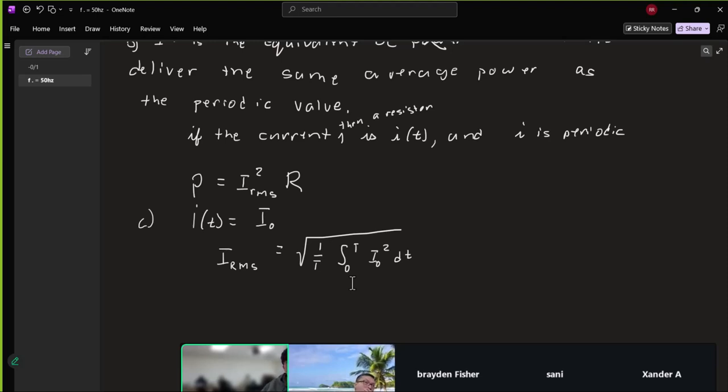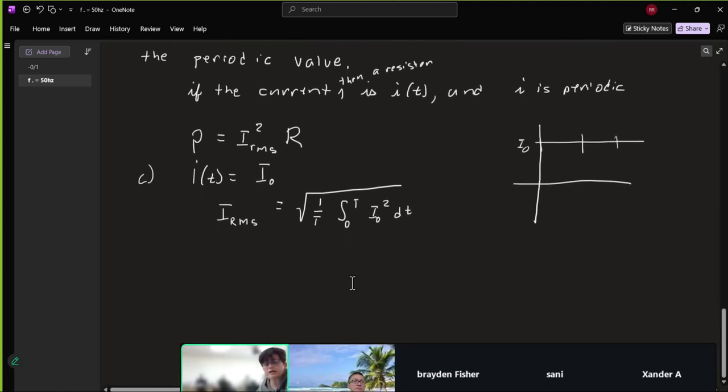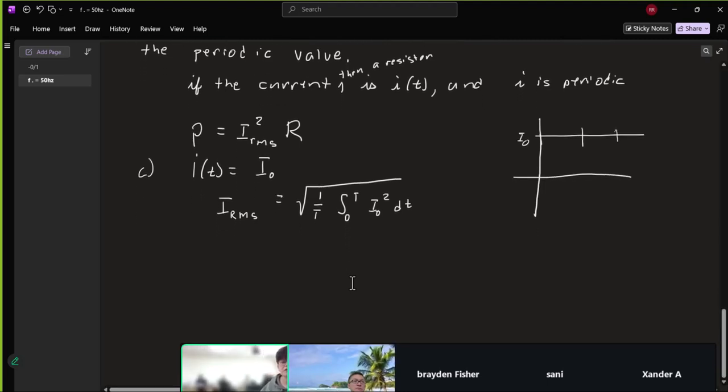Now, you might be saying, well, what's the period of a constant function? So here's I naught. What's the period? Well, you can choose any period you want. A period means the amount of time it takes before it comes back to its original place. Well, for a constant, that'd be any time. Because of that, we can just use T. It doesn't matter. We could make T any value we wanted, and we would get the same answer. So I'm just going to use T.